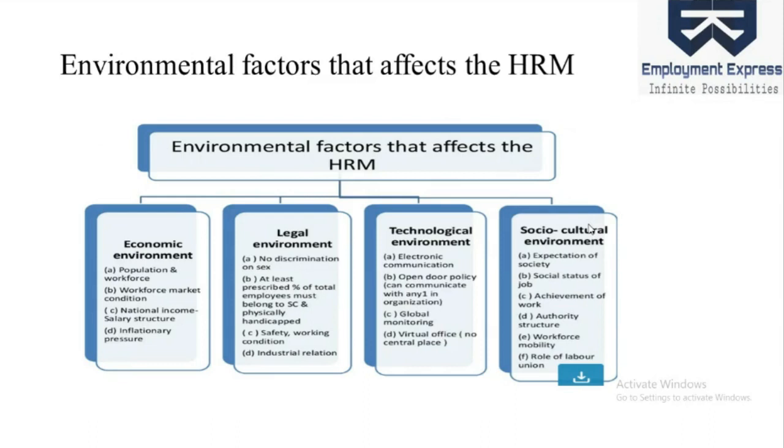The next thing is the legal environment. There should not be any type of discrimination based on sex, whether they are females or males. We should also always try to maintain a percentage of SC or physically handicapped persons in our company. Next are the safety and working conditions for a person, and the industrial relationships, basically with other companies or other people.